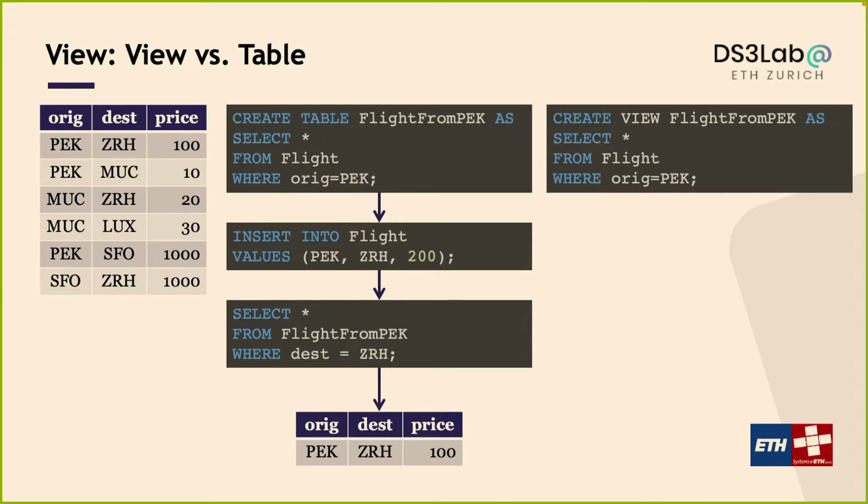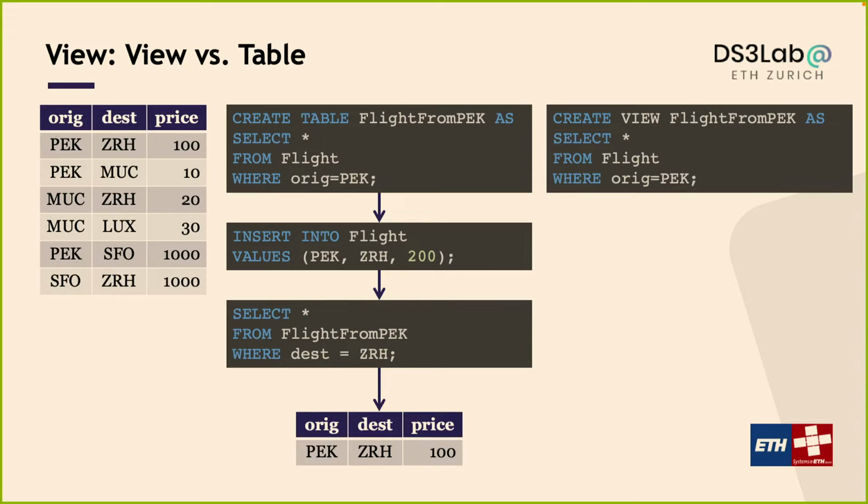Because once you create that table, it's materialized inside your system. It's never going to change unless you manipulate it directly, right? It starts to lose all the provenance you have inside your system. The system doesn't know it was generated from the flight relation.